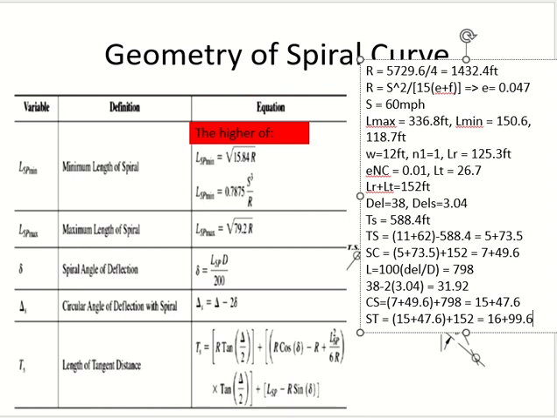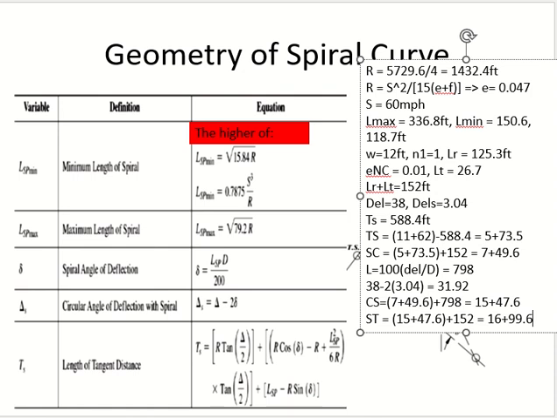Okay. Now let me recap what we did. Degree of the curve was given. Using degree of the curve, I calculated the radius. Using the radius, I calculated what is my super elevation, and this should be under the maximum value. Then using the speed and the radius, I calculated the range of a spiral curve. Then I check this range against the value which is given in the table, LR and LR plus LT. Value in the table was fine.